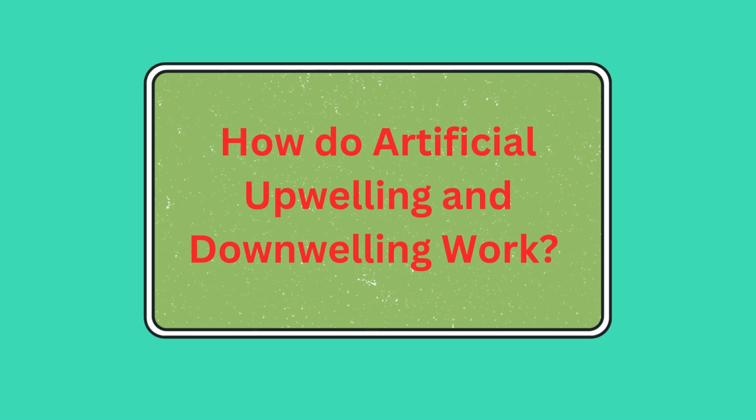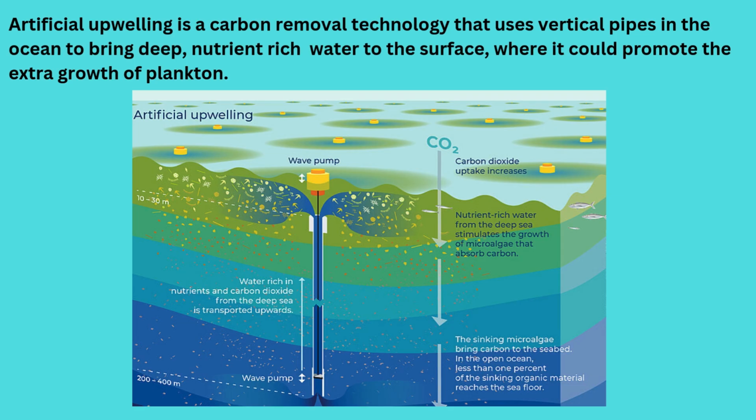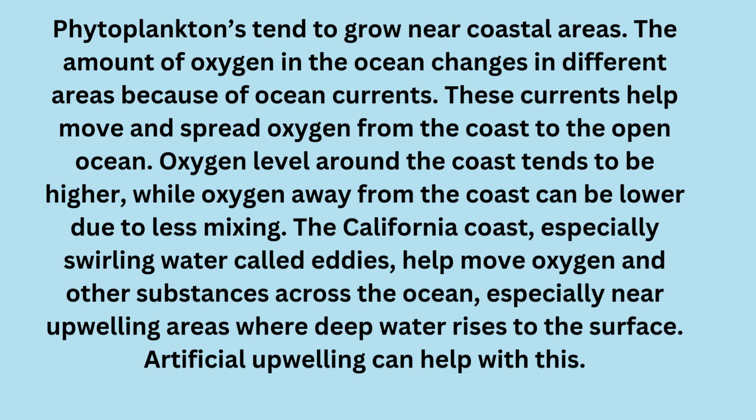How do artificial upwelling and downwelling work? Artificial upwelling is a carbon removal technology that uses vertical pipes in the ocean to bring deep, nutrient-rich water to the surface, where it could promote the extra growth of plankton. Phytoplankton tend to grow near coastal areas.